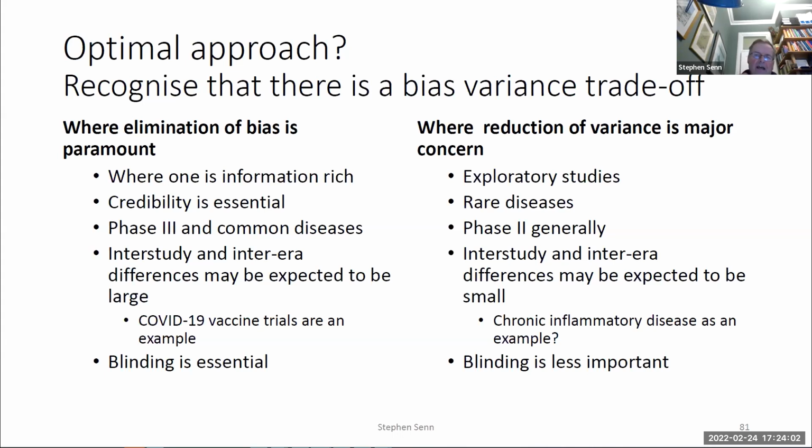Where does one go down on the side of reducing variance? Well, in exploratory studies, rare diseases, phase 2 generally, and also where inter-study and inter-era differences may be expected to be small, chronic inflammatory disease might be an example. But also, I think something which people tend to overlook is blinding. If blinding is important, then this is only fully achieved by using concurrent controls. To the extent that you do not respect concurrent controls, then in that case, blinding is an issue.